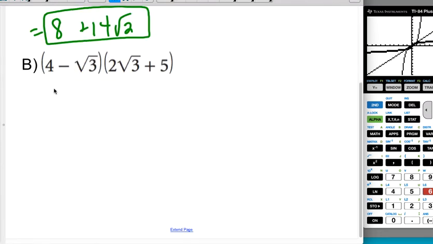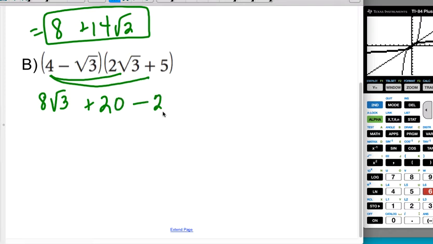All right, so when we FOIL this one, right, first is going to be an 8 root 3, right, because I can multiply the 4 times the 2, but I can't multiply into the root. Outer is going to be plus a 20. Inner is going to be the one that's tricky here. So I'm going to get a negative 2, and then it's going to be root 3 times root 3, which is root 9. We'll deal with that in a sec.